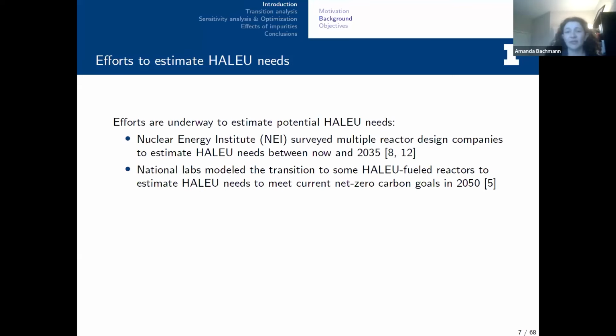And as I mentioned at the beginning, this is something that the US has really been interested in for a while now, so I'm not the only one that's been looking into this problem. NEI, the Nuclear Energy Institute, did survey multiple reactor design companies trying to estimate HALEU needs between now and 2035. I think they started this back in like 2018, writing a couple of letters to the Secretary of Energy saying, this is what these advanced reactor design companies are predicting as their needs as they go through design processes and then try to commercialize and deploy their technologies.